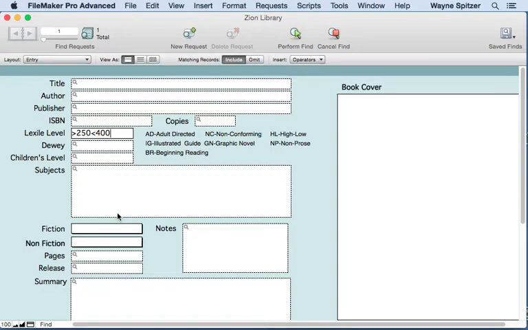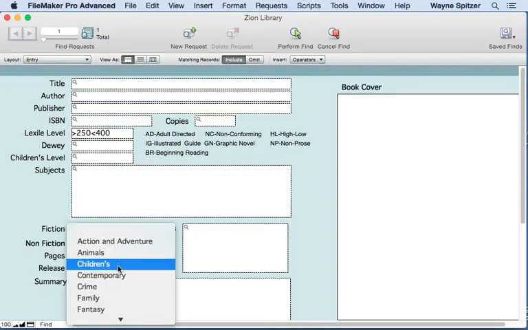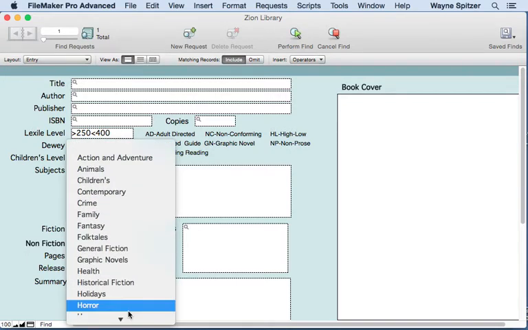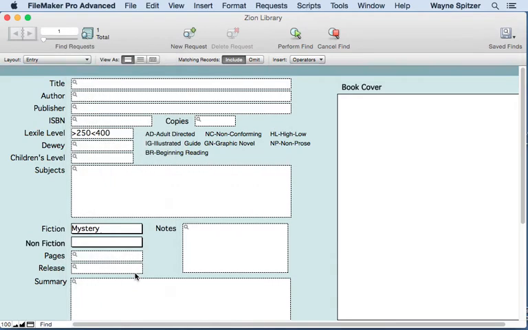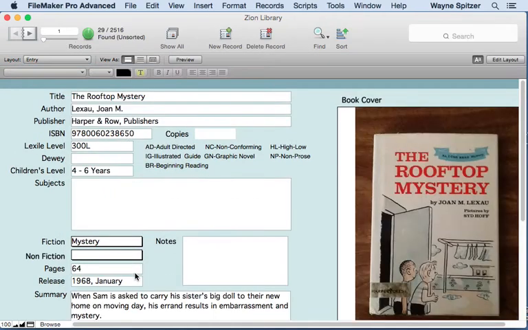But let's say that we've already identified with that student that the student likes to read mysteries. Now look at the categories that are here in our search. We found mystery. There it is. All right. So in this category, we have found 29 books that are available.